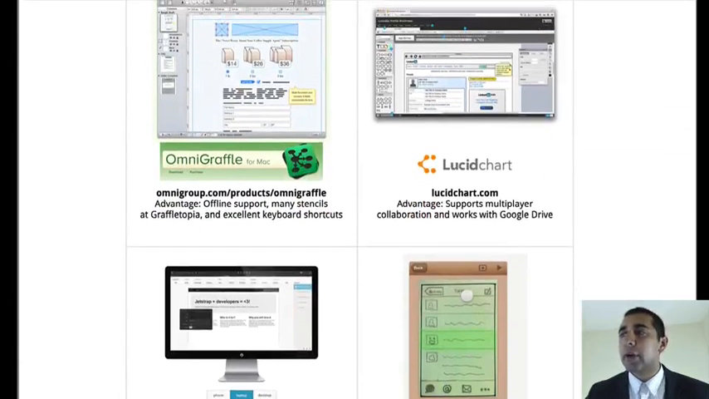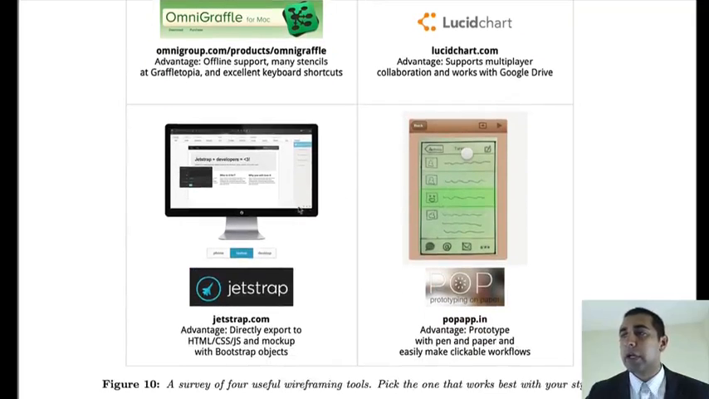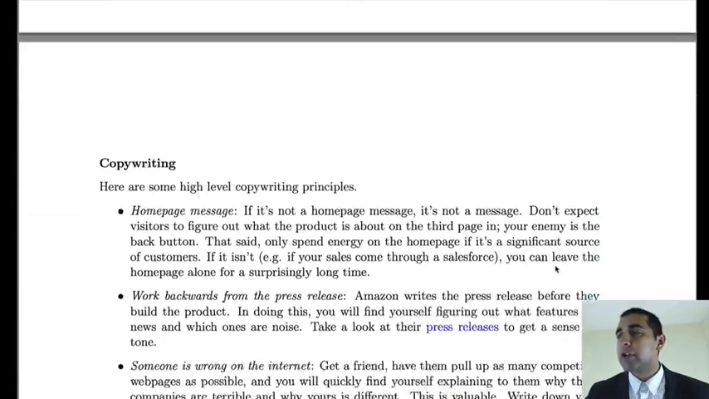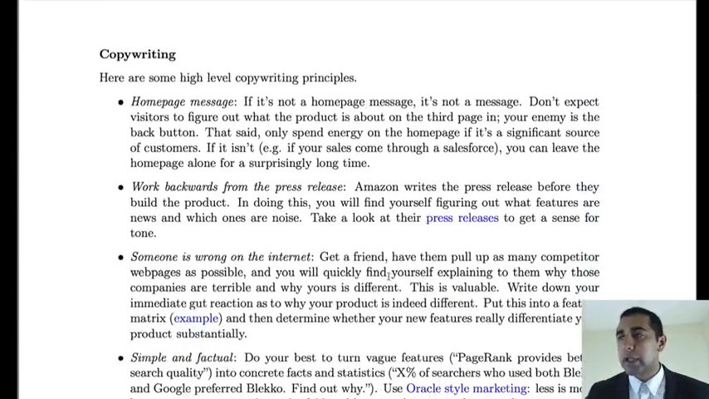Lucidchart is easiest to collaborate on. OmniGraffle has good offline support. Jetstrap exports to Bootstrap. PopApp is very easy to use in terms of pen and paper. So pick one of those that works for you. In terms of copywriting, read through these things.